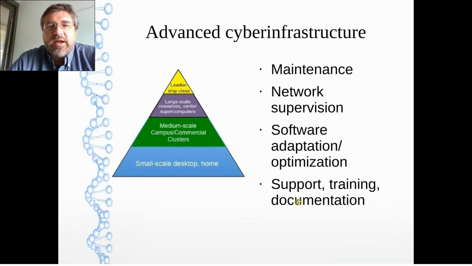On the left side of the slide, I provided the Branscomb pyramid, which describes the distribution of cyber infrastructure. At the top are leadership class machines, followed by large-scale resources, the center supercomputers, all the way down to the small-scale resources in the desktop or at home. More frequently these days, that would be your laptop. Now, the top two tiers of this pyramid require a considerable amount of resources in order to keep running, for maintenance, supervision of the networks, adaptation of research software to run on these systems, and so a lot of support, training, and documentation.